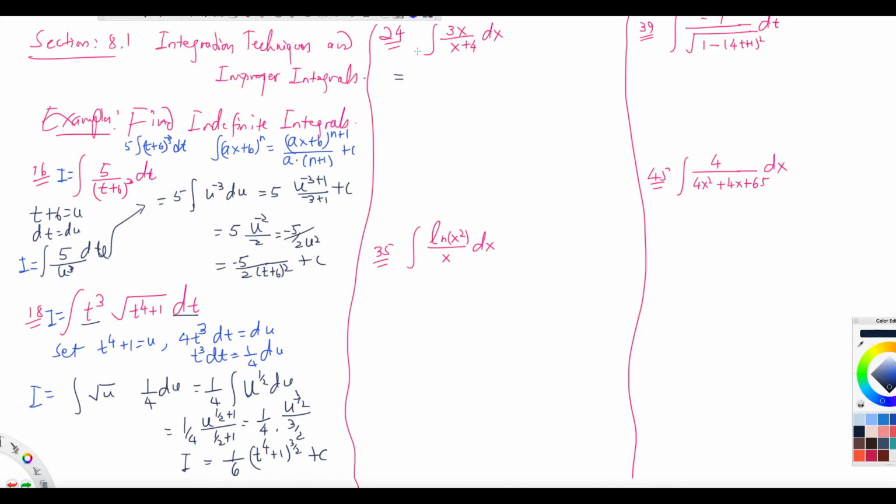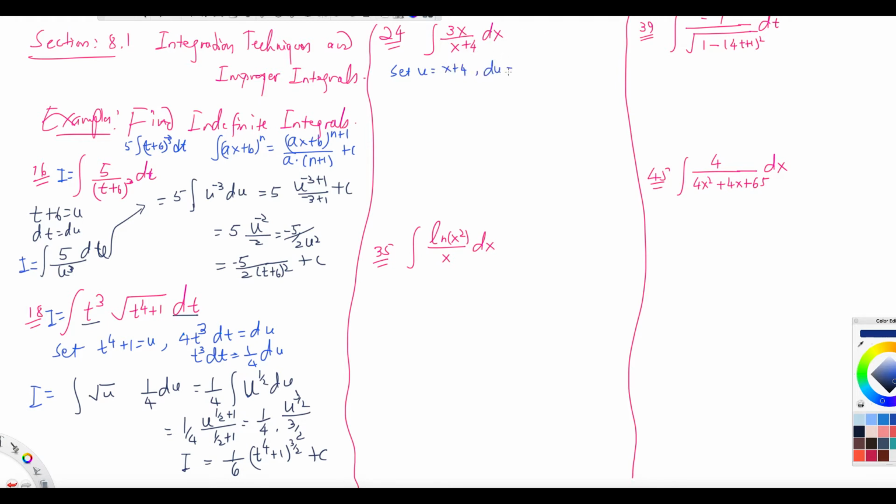Alright, next problem is question number 24. This problem can be done in so many different ways. But if you want to use u substitution, you can do it. But there is a shorter trick as well. So for the u substitution, you set u equals x plus 4, right? Then what do you get?